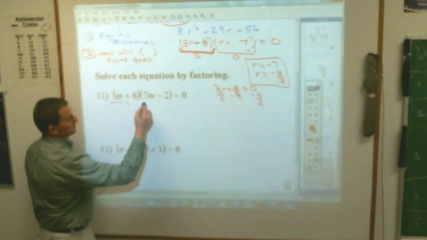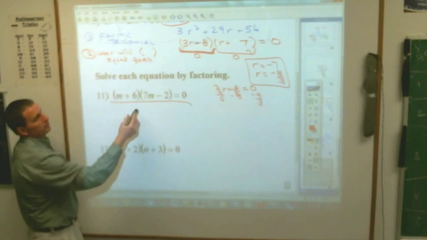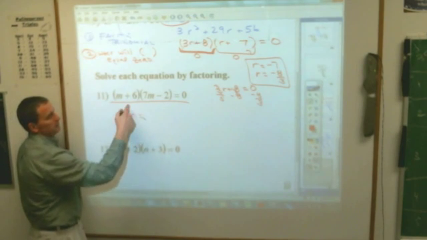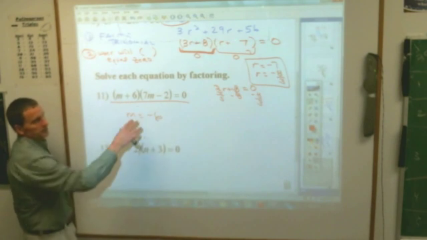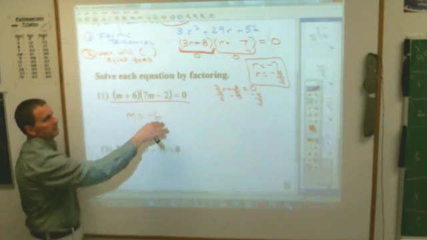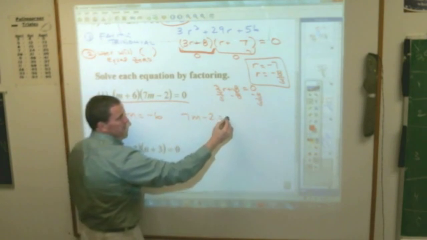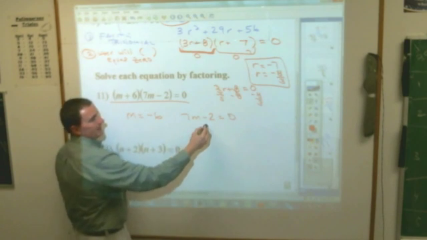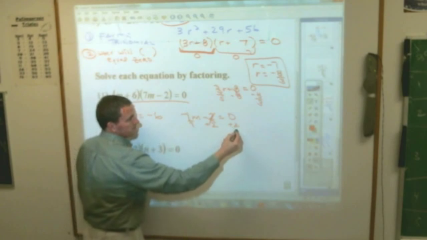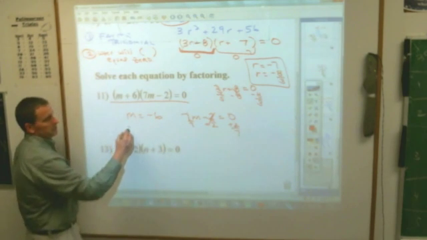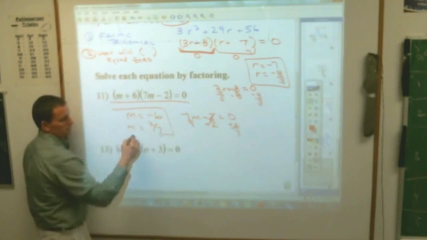This is a problem here. This one already did the factoring for you, so all you have to do is say what it is. Well, what are your 2 answers for this? When will this one be equal to 0? When m is -6. This one over here takes a little thought. Again, if you're not catching on to it right now, do this. When will 7m minus 2 be equal to 0? Add 2 to get it to the other side, and then divide by 7. So the other answer is when m equals 2/7. Those are your two answers.